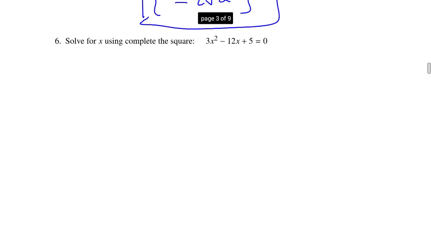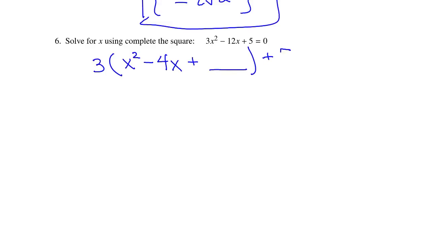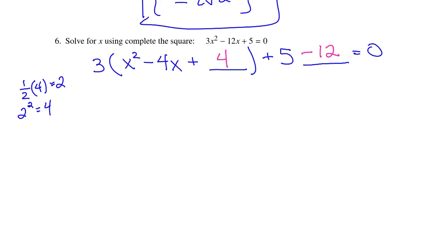Question 6, solve for x using complete the square. So the first thing I need to do is factor out the 3. That leaves x squared minus 4x plus blank, plus 5 blank. Recall that we don't factor it out from the constant term. Complete the square on the 4, so it's going to be 1/2 of 4 is 2, 2 squared is equal to 4. So we are going to add 4 here, but we're actually going to add 12, because the 3 is going to multiply by the 4. Since I'm adding 12 to the equation, I also need to subtract 12 from the equation.